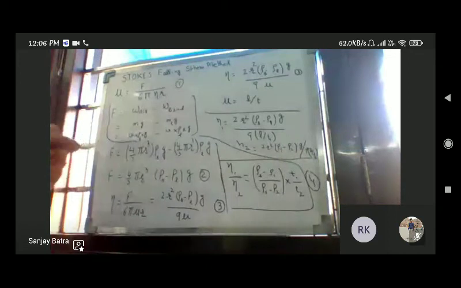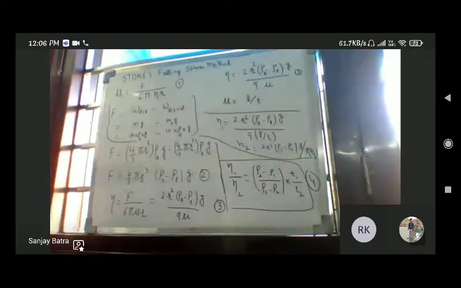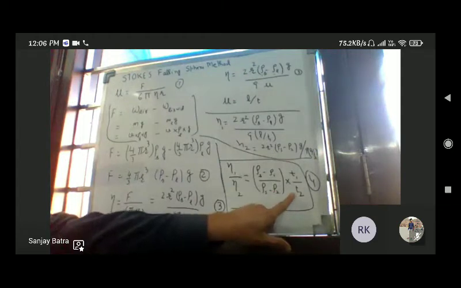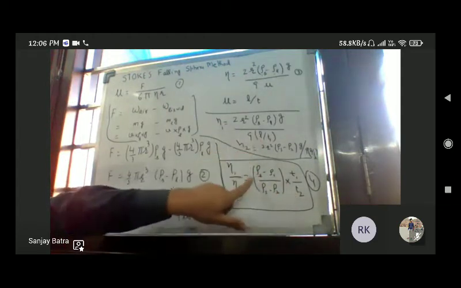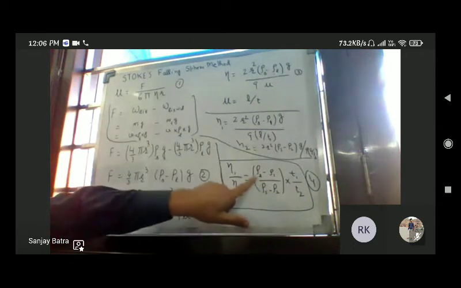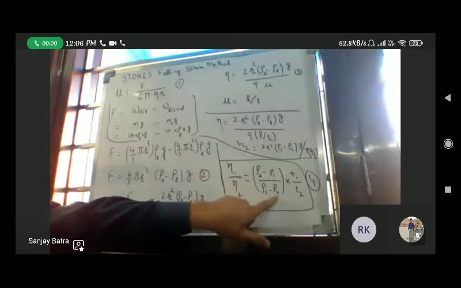So if you use equation number 4 to determine the viscosity of an unknown liquid, it would be easy. This is all about Stokes falling sphere method. t1 and t2 are time of flow. L was the distance between two marks A and B, and finally rho s and rho 1 and rho 2. We also know that rho s is density of sphere, rho 1 is density of liquid 1, rho 2 is density of liquid 2.